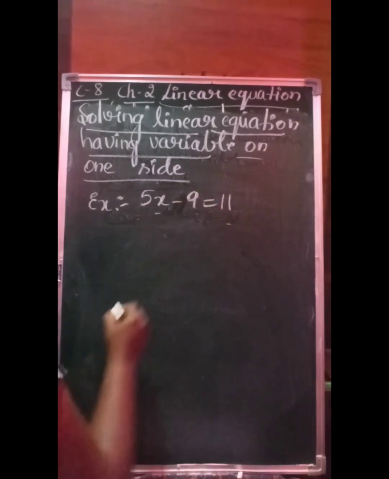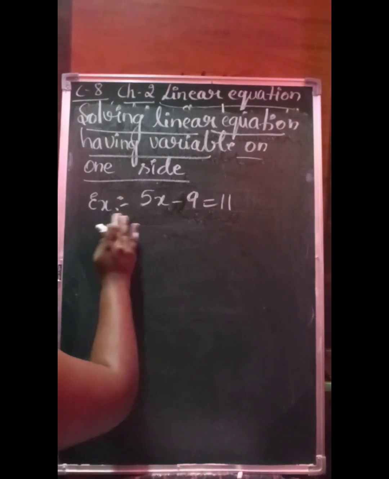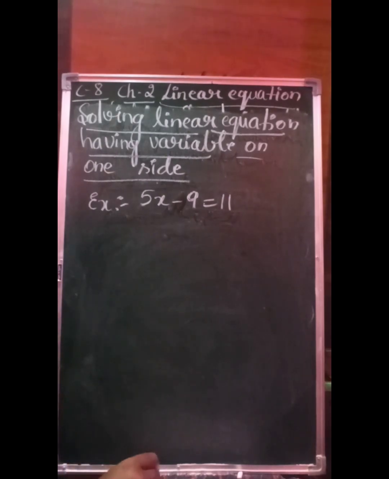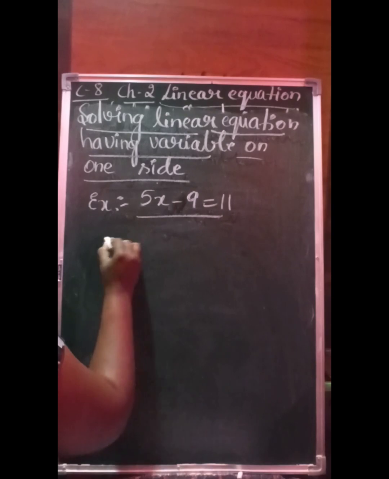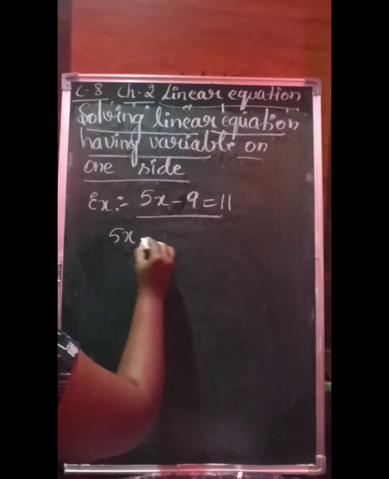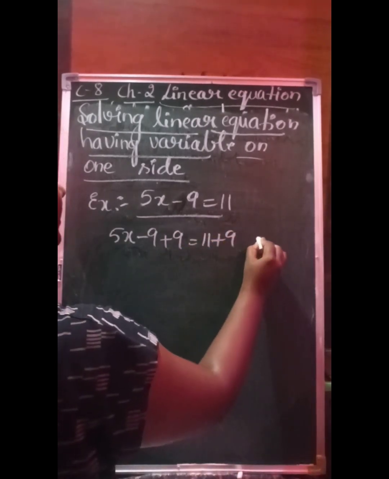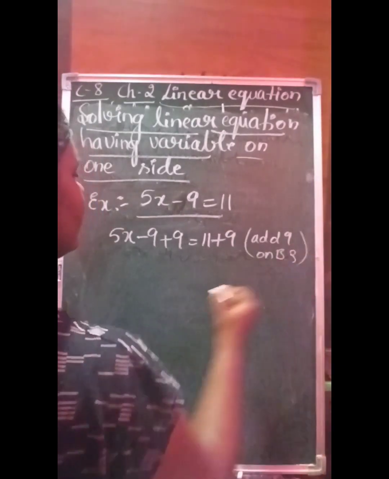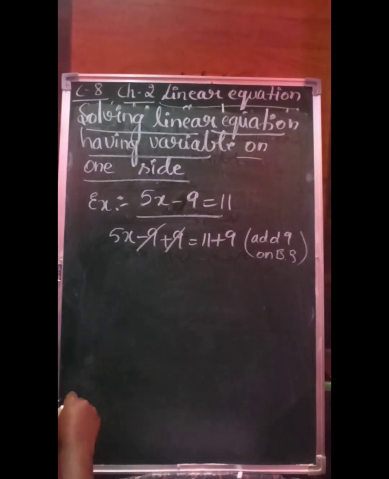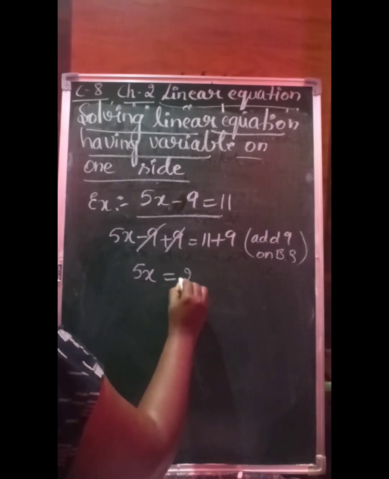Now consider one example, that is 5x minus 9 equals 11. So how to solve this one? As we know, I just taught you that we can solve the linear equation by three methods. So you can use any of the three methods accordingly with respect to the question. Now I will use the balancing method. So 5x write as it is, add 9 on both the sides. So here minus 9 plus 9 will get cancelled. You are left with 5x equals 11 plus 9, which is 20.